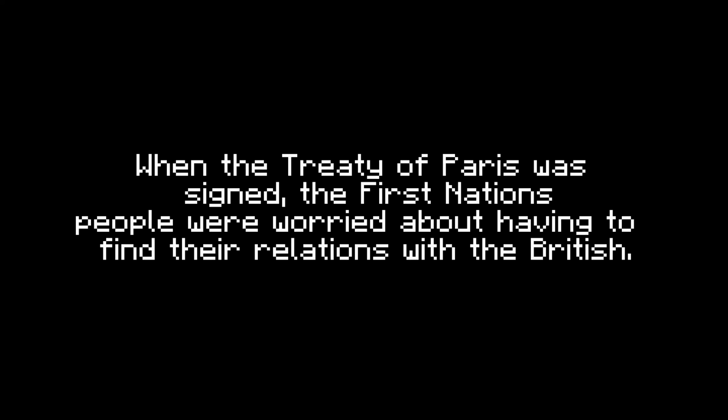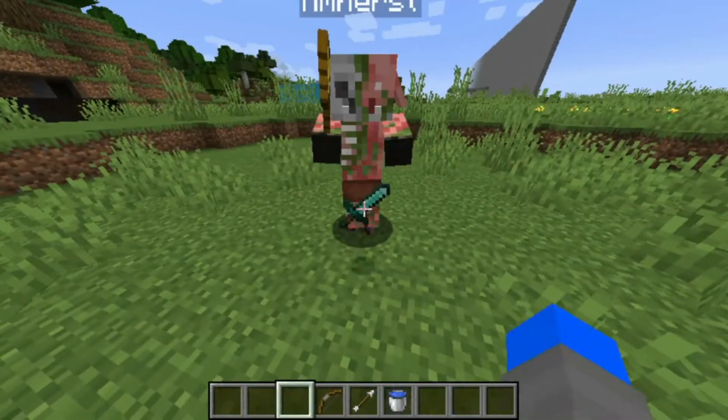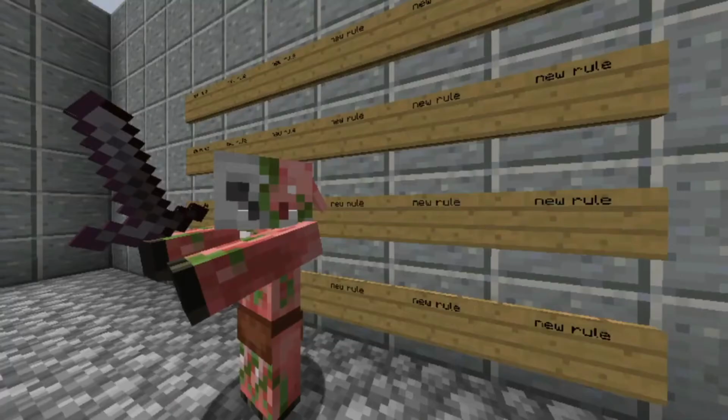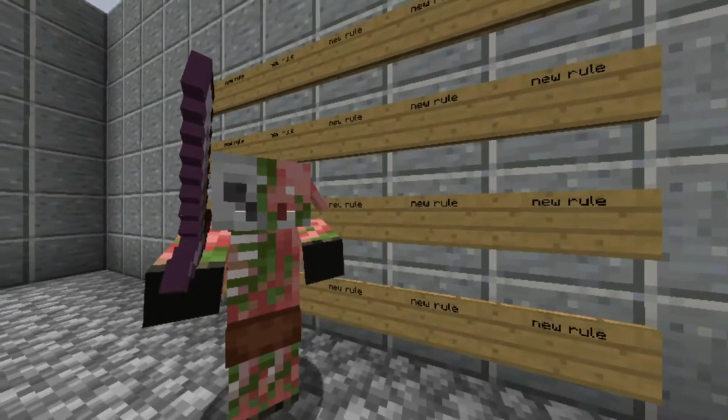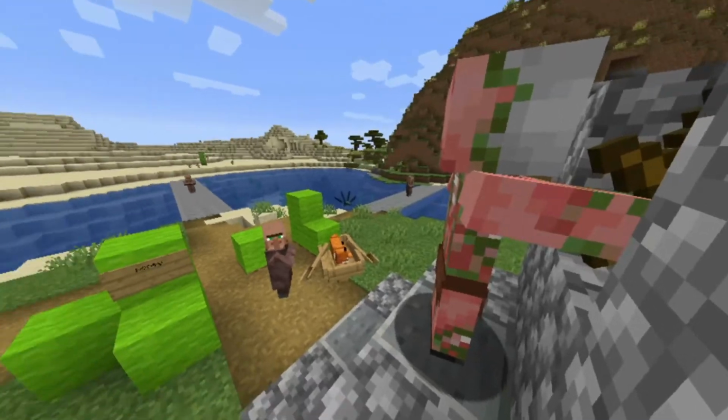When the Treaty of Paris was signed, the First Nations people were worried about having to find their relations with the British. The French outlined the relationship they had with the First Nations. However, General Amherst made changes, ending the provision of weapons and selling alcohol. He also made new rules for the fur trade. This made it harder for the indigenous peoples to make profit and participate in the trade.